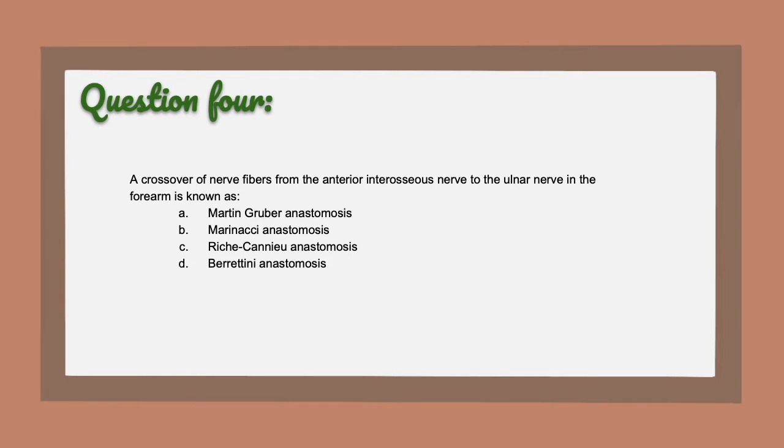Question 4. A crossover of nerve fibers from the anterior interosseous nerve to the ulnar nerve in the forearm is known as A, Martin-Gruber anastomosis, B, Marinacci anastomosis, C, Riche-Cannieu anastomosis, or D, Berrettini anastomosis.